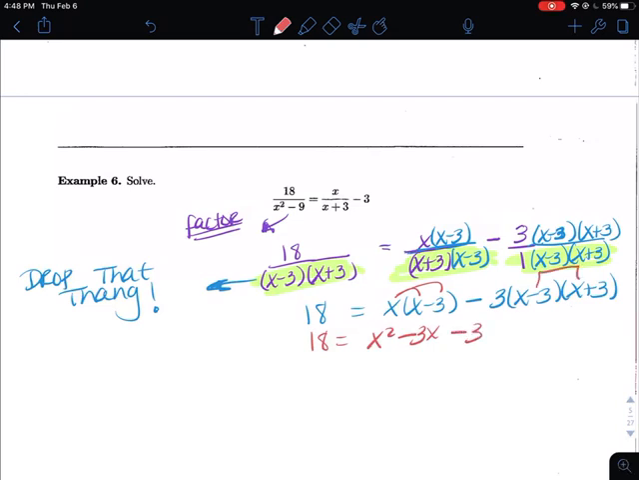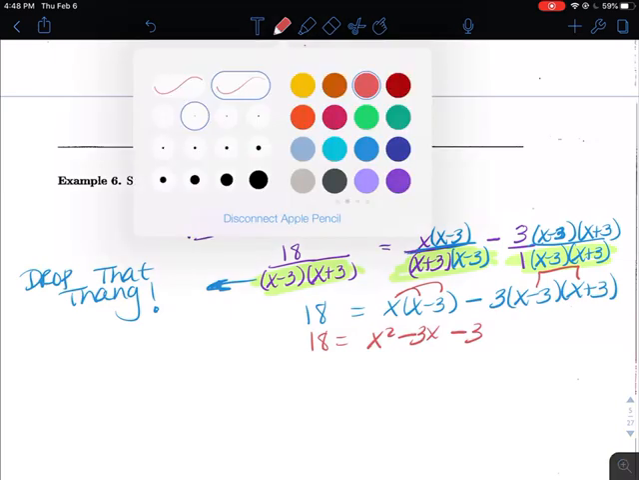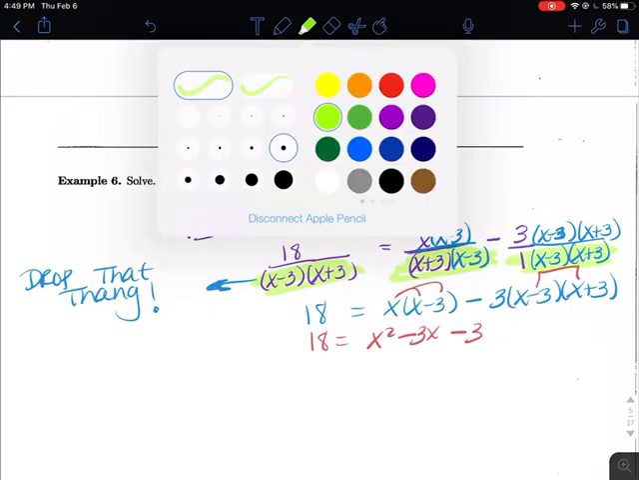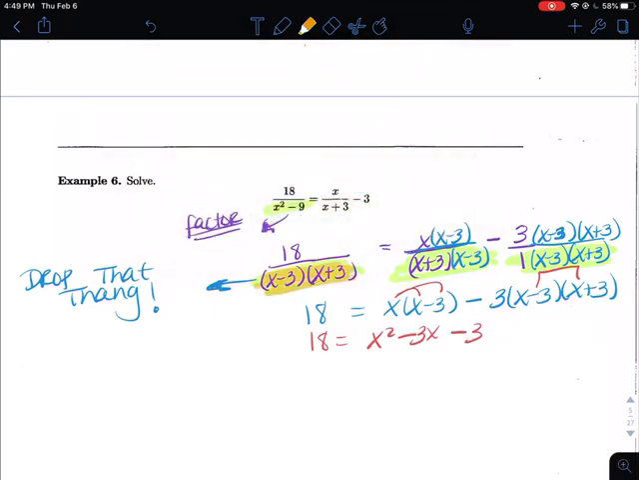Minus 3. I can go ahead and multiply these two parentheses together, because if you notice in the beginning of the problem, when I had to factor x squared minus 9, it factored as x minus 3 times x plus 3. So when I multiply it back together, that x plus 3 times x minus 3 is just going to multiply as x squared minus 9. So I kind of put it back in its original form. So now this is 18 equals, oh, I forgot something.